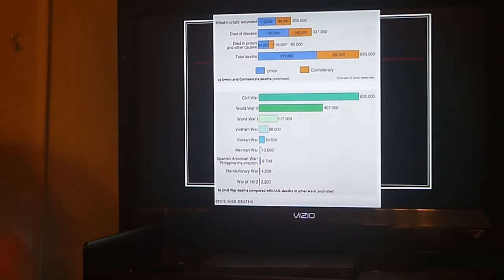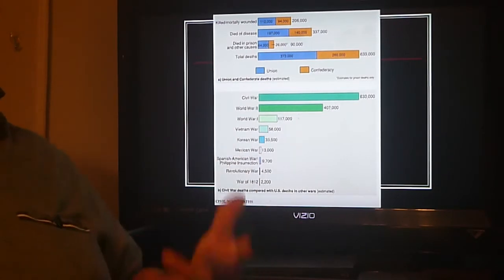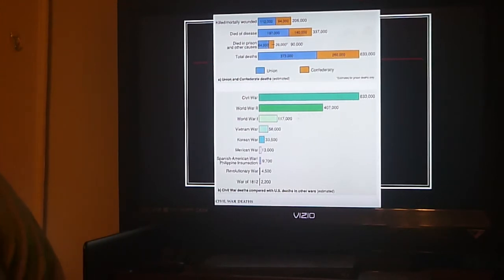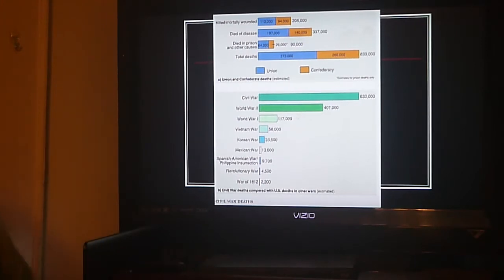Now, mortally wounded, killed in combat, only 206,000. And then died in prisons or other causes, over 90,000. Union loses 373,000 troops, while the Confederacy loses around 260,000 troops. So why disease? Why disease? Well, it does so happen that during the American Civil War there is a massive influenza outbreak that is going to take the lives of an enormous number of people.